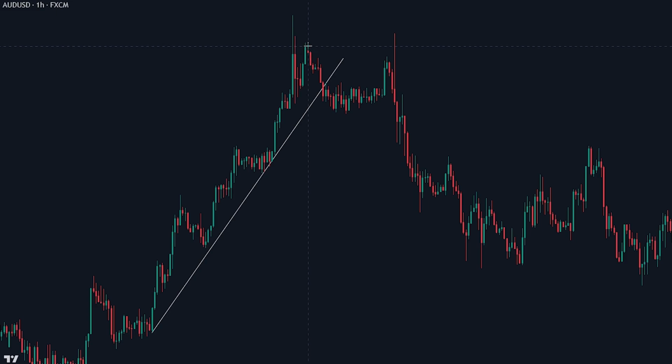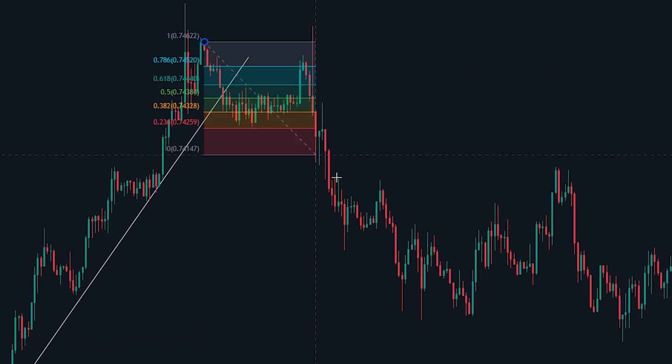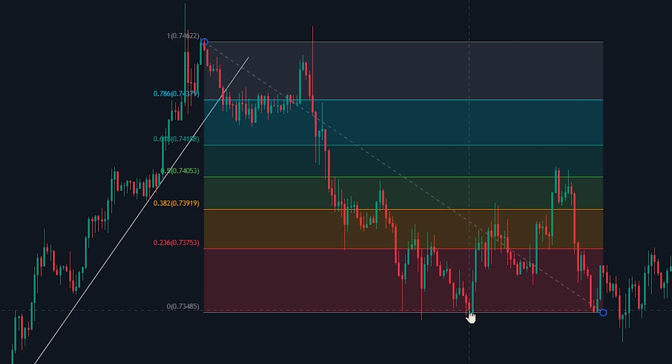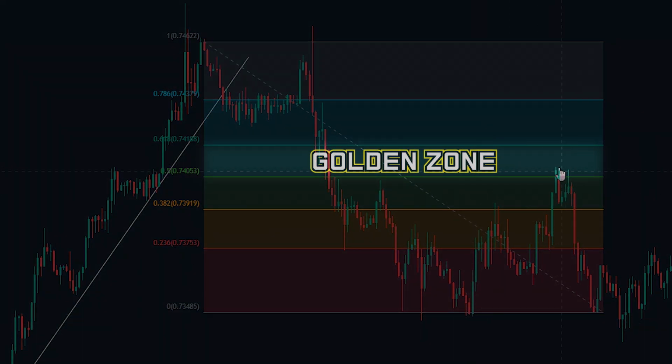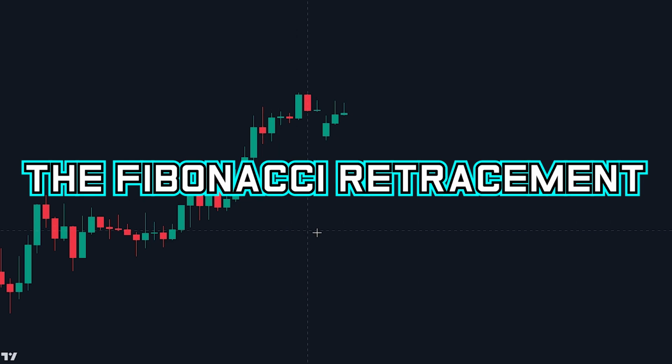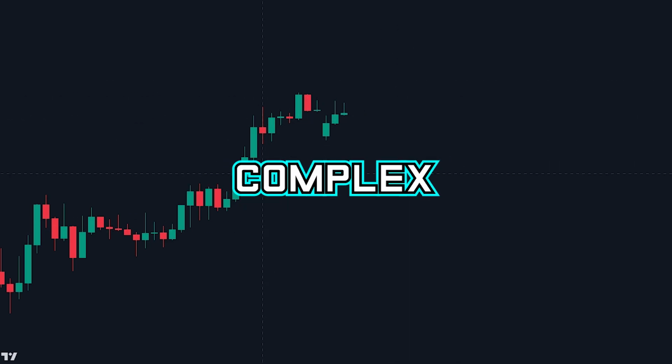We will be plotting the Fibonacci retracement from the highest point of the uptrend to the most recent major swing low. As you can see, the price made a pullback to the golden zone before it continued in the downward direction. The second way of drawing the Fibonacci retracement is a little less complex.